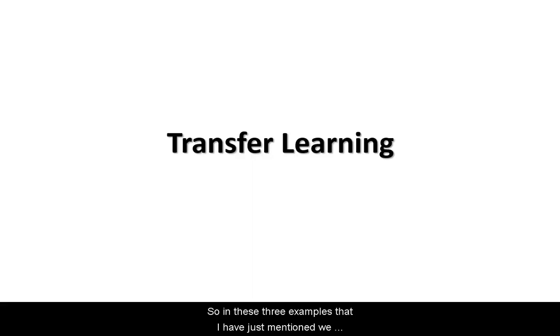So in these 3 examples that I have just mentioned, we are not actually learning everything from scratch, but instead we are transferring and leveraging our knowledge from what we have learned in the past to do something new. And this idea of transfer learning is actually one step towards artificial general intelligence or AGI.